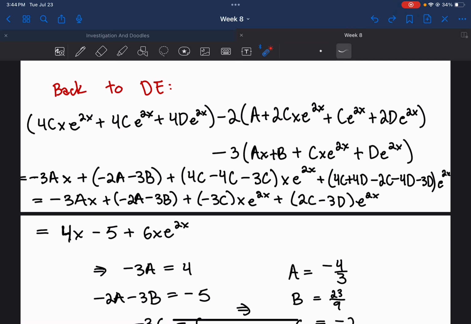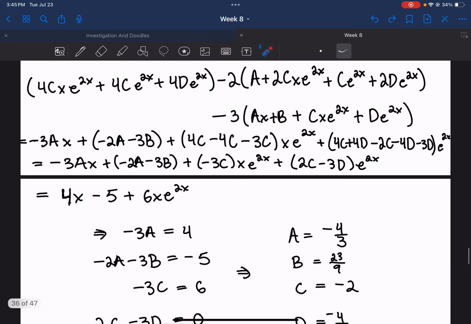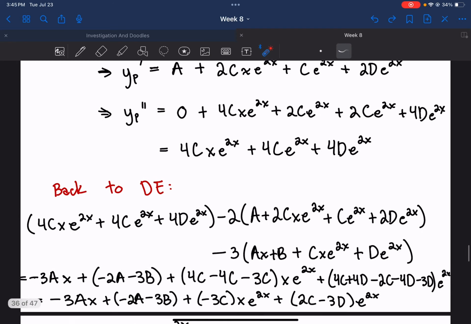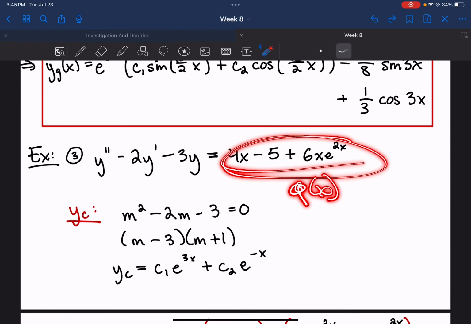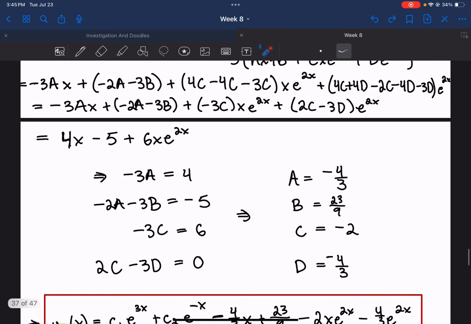This is messy. We're collecting up coefficients: stuff in front of an x, constants, stuff in front of x e to the 2x, stuff in front of e to the 2x. Still combining this down a little bit, I get stuff in front of the x, the constant, stuff in front of x e to the 2x, and stuff in front of e to the 2x. And that's equal, across the equal sign, to g of x.